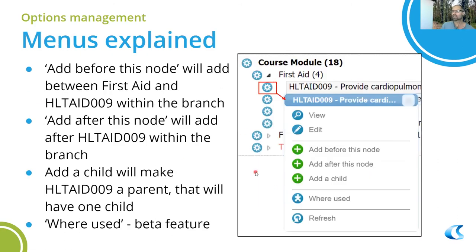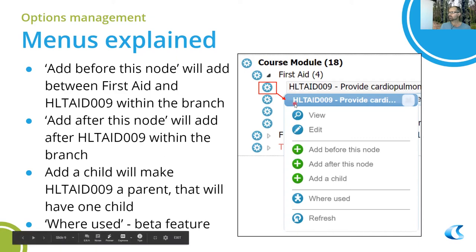Okay, so here are some menus that come up. This is when you're working in the tree view. So in the tree view, you get this. If you click on one of these cogs, that's how we add more options in. We click on the cog to add more options, and we've got the ability to move them around and add them above and below. So this is the menu that comes up.